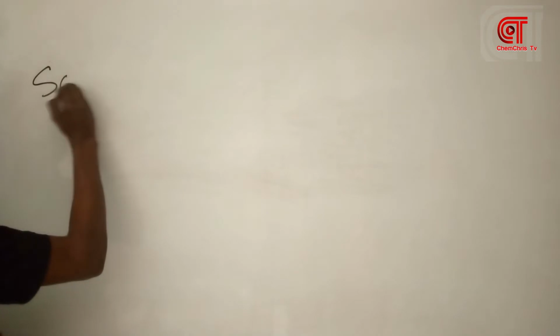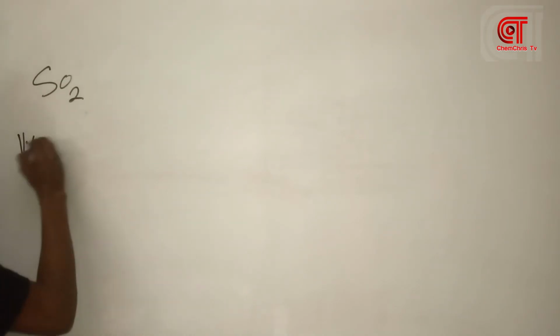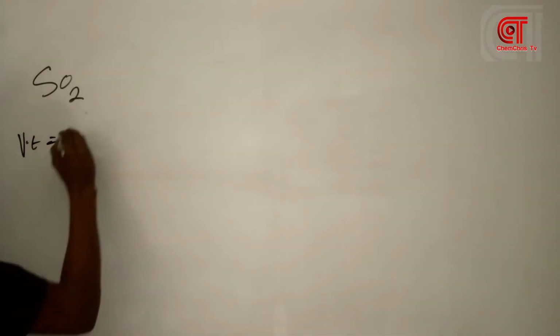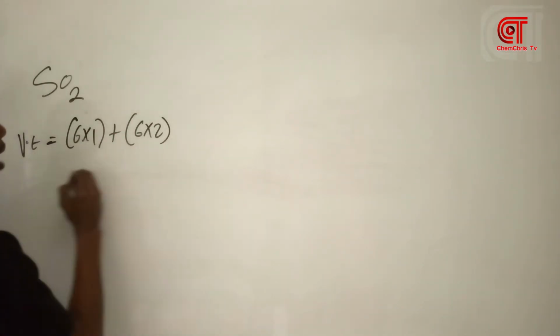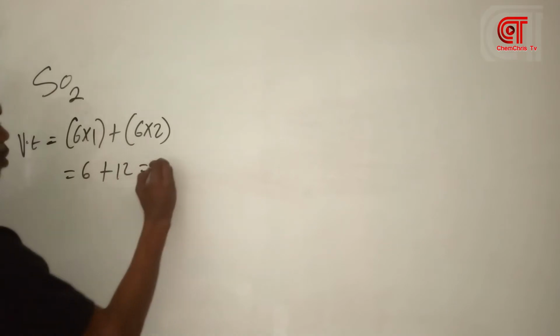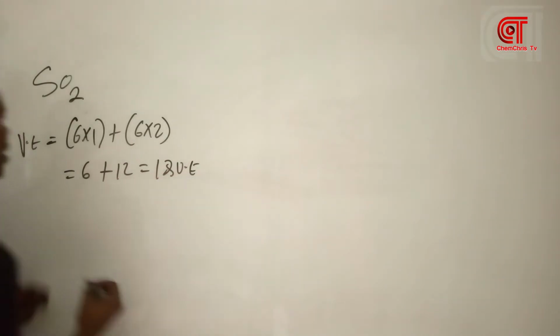If you have something like this, SO2, now what are the valence electrons here? My valence electrons here are 6 times 1 plus 6 times 2. So 6 plus 12, we're going to have 18 valence electrons. That was step 1.